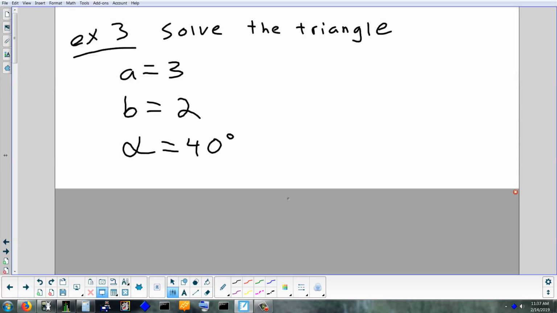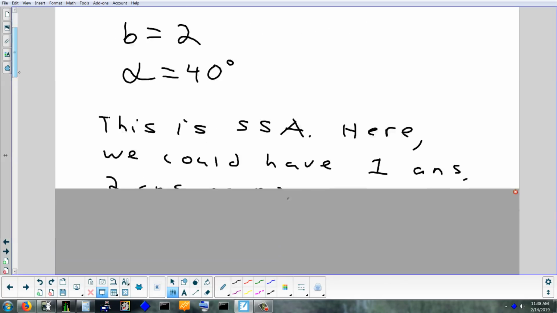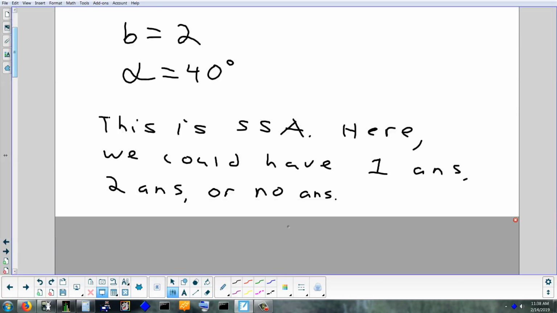Side-side-angle is the only type out of all 5 types we're going to study. We've studied 3 today. We're going to study 2 when we do law of cosines. This is the only type that can have one solution, just like every problem we've been doing. You solve for what you need to, and you just get one answer. Or you could end up with 2 solutions or no solutions. You already know what you need to know to figure out if there's a second answer. It has to do with that chart right there.